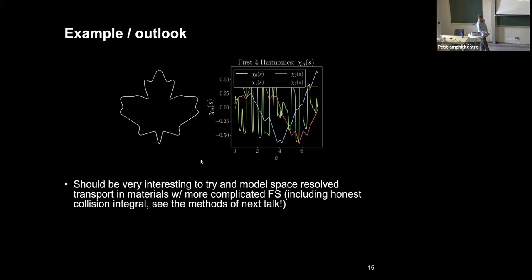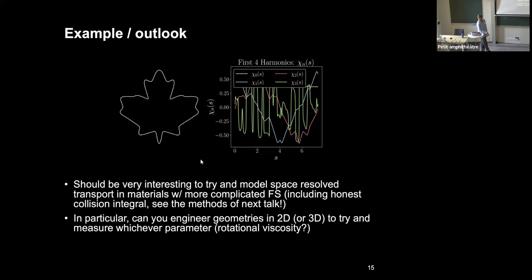And what I hope to do in the future is to try to do these space resolved models in devices like the one that I sketched, or maybe in general, including the honest collision integral with anisotropic Fermi surfaces. In particular, it would be neat to see if you can engineer geometries in 2 or 3 dimensions to try to measure whatever parameter of your transport that you care about. It could be this rotational viscosity that Andy has previously advertised.